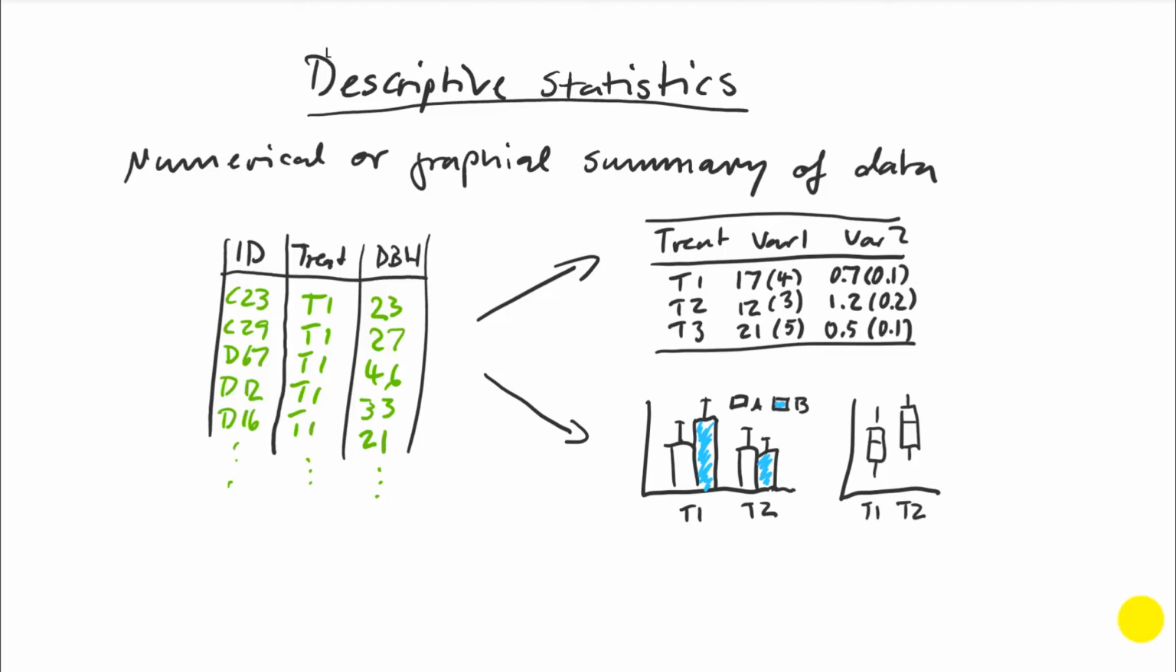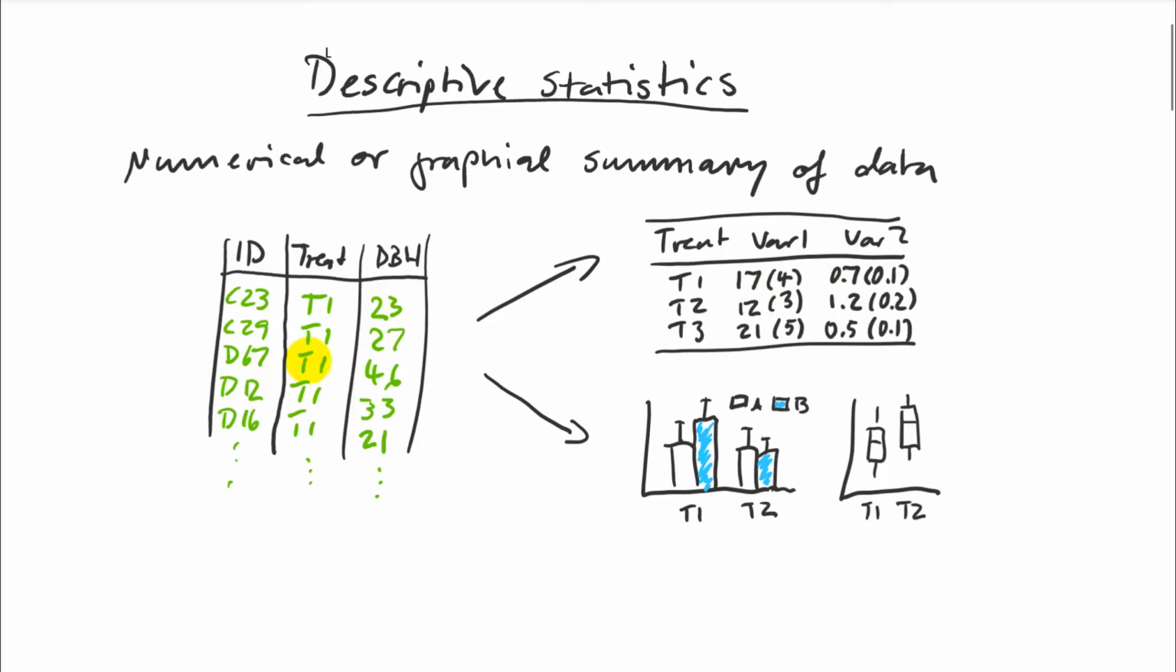Okay, we're now continuing with descriptive statistics. It's actually something that we've been doing already for quite a while. So descriptive statistics is defined as numerical or graphical summary of data. And graphical summary of data is exactly what we've done already with box plots. But you can also calculate summary statistics.